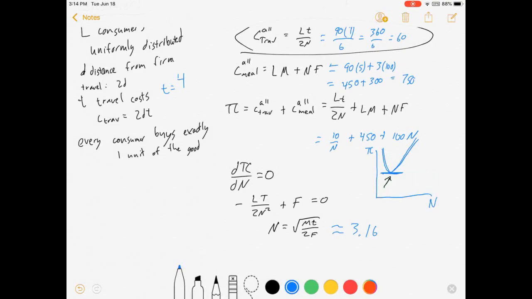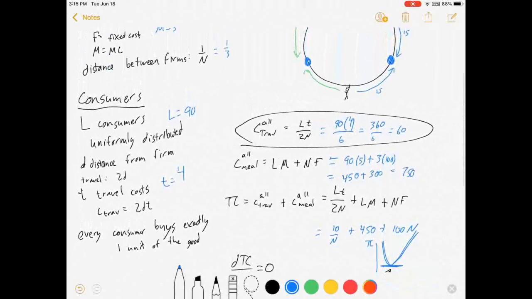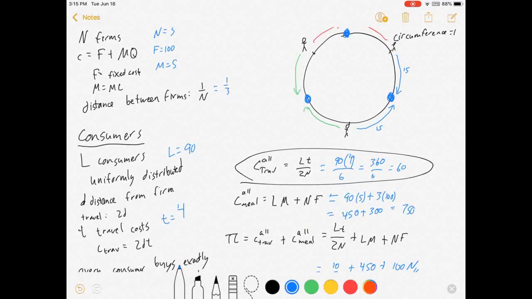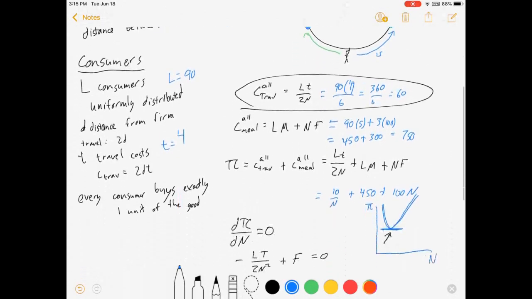Now, that means we could get lower costs if there were 3.16 firms, but you can't really have that. You need to have 2 or 3 or 4, and 3 is the closest to it. So 3 is actually the lowest cost we will get in this market. 4 firms would take us farther from it and have higher costs. 2 firms would give us higher costs also.